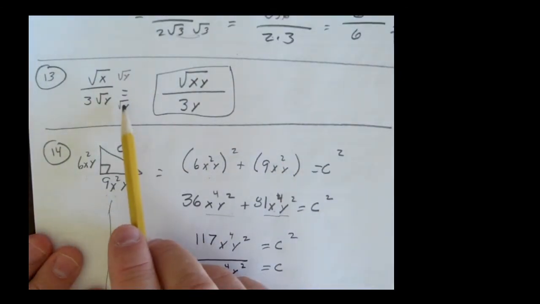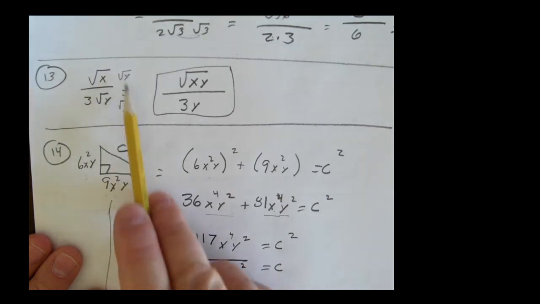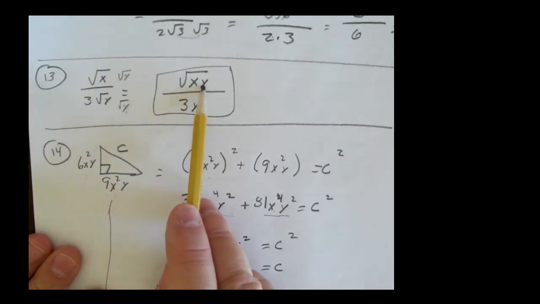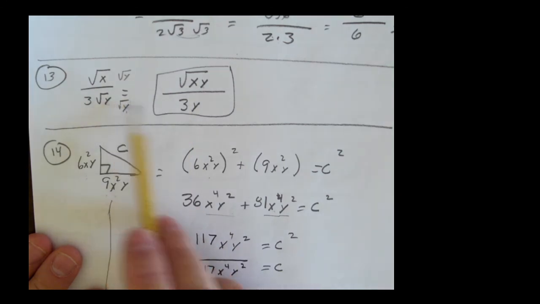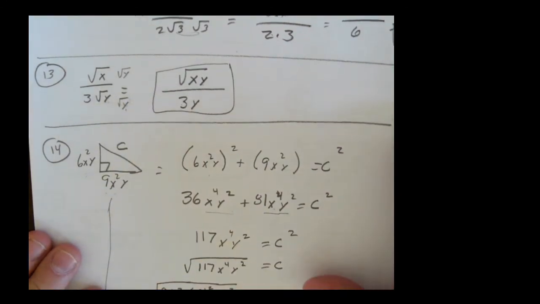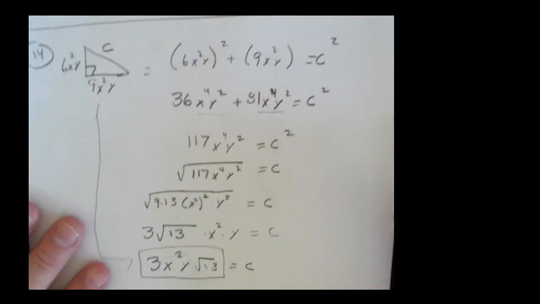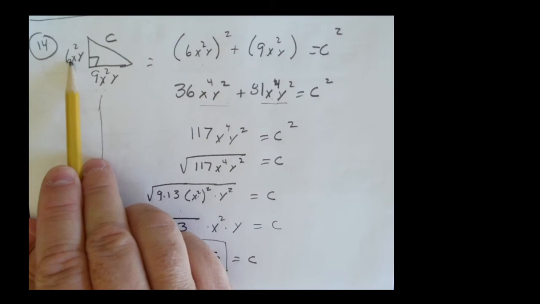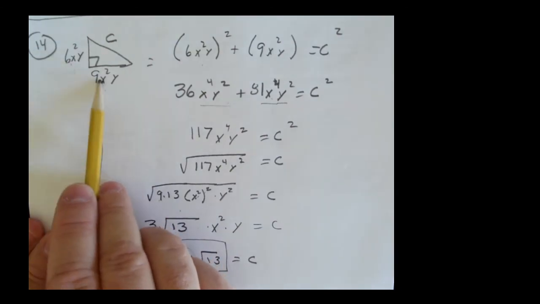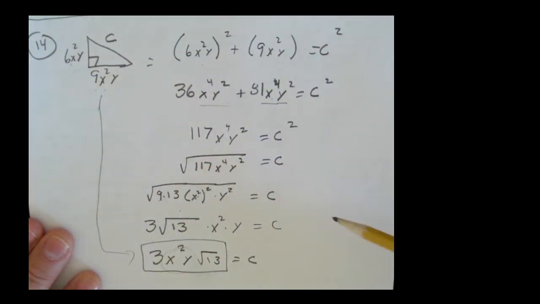13. Short amount of work. Get rid of the square root of y. Square root of y, square root of y. So square root of xy. Square root of y times square root of y is y, so 3y there. 14 is Pythagorean theorem. That's one leg. Here's another leg. Square them out and get the answer.